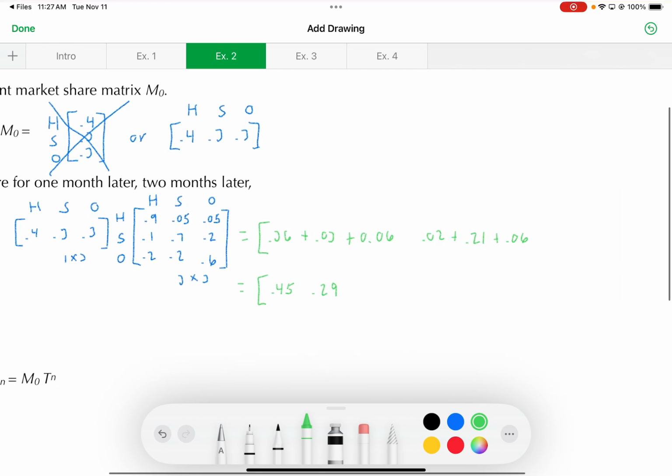Okay, and then go first row with third column. You get another 0.02 plus 0.06 plus 0.18. And that's going to add up to 0.26.